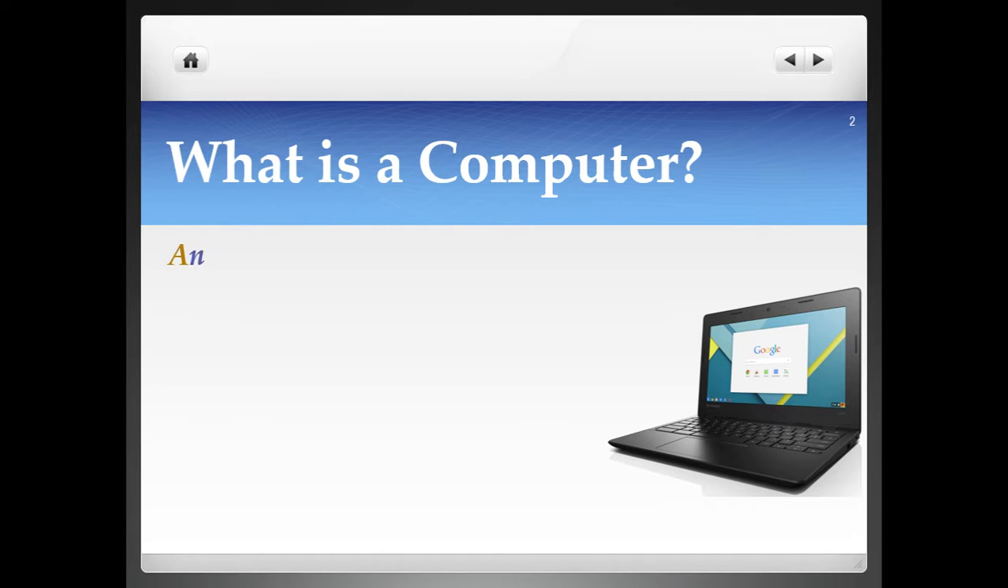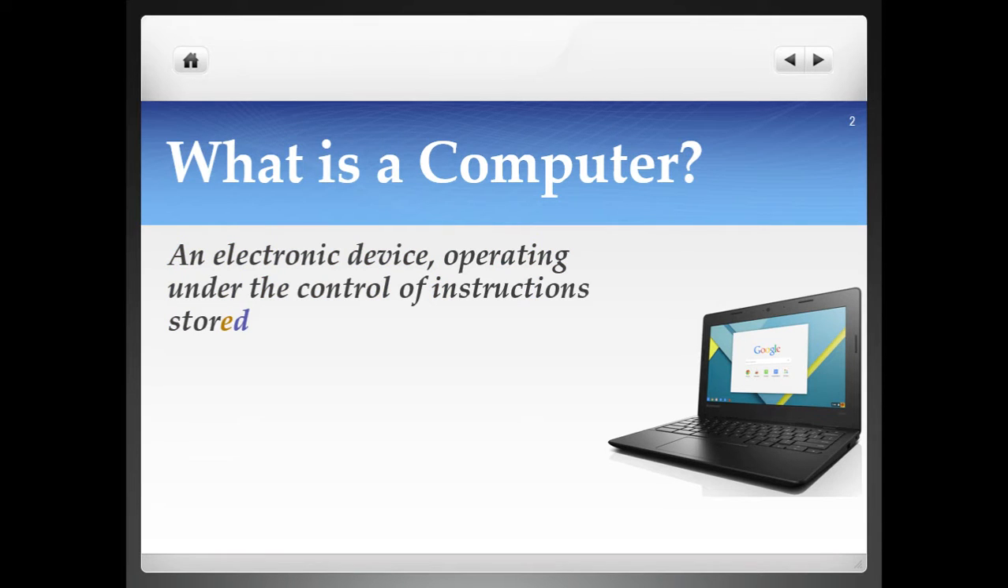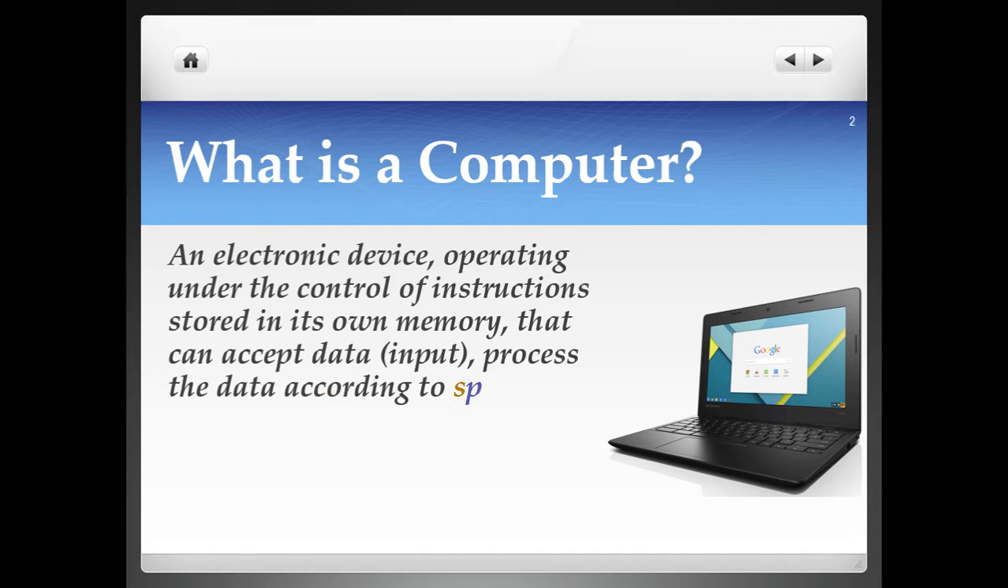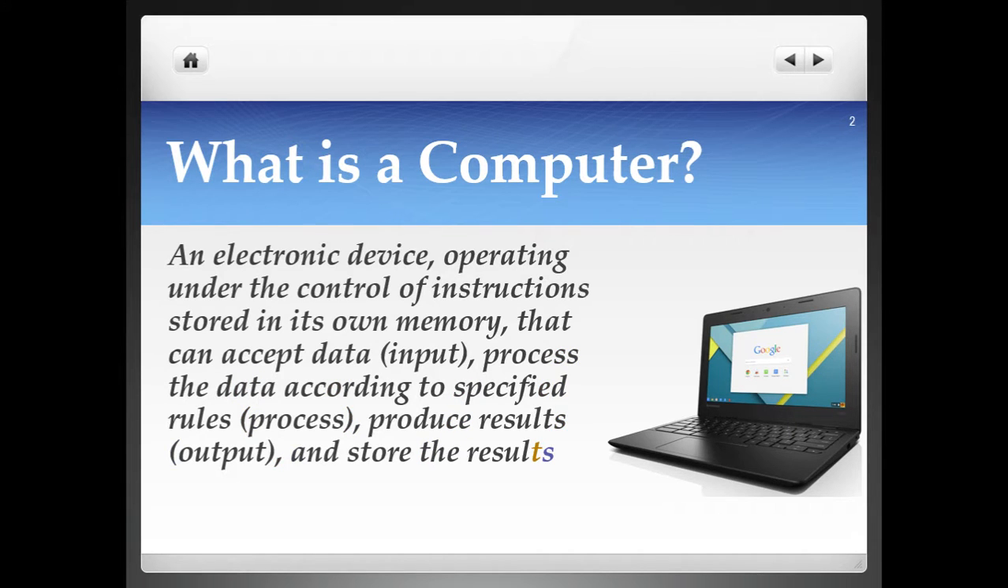What is a computer? Well, quite simply, a computer is an electronic device operating under the control of instructions stored in its own memory that can accept data, also known as input, process the data according to specified rules, this is known as a process or processing, produce results, which we call output, and store the results, which we call storage, for future use. So there are four major functions of a computer you can see there. There's input, process, output, and storage.